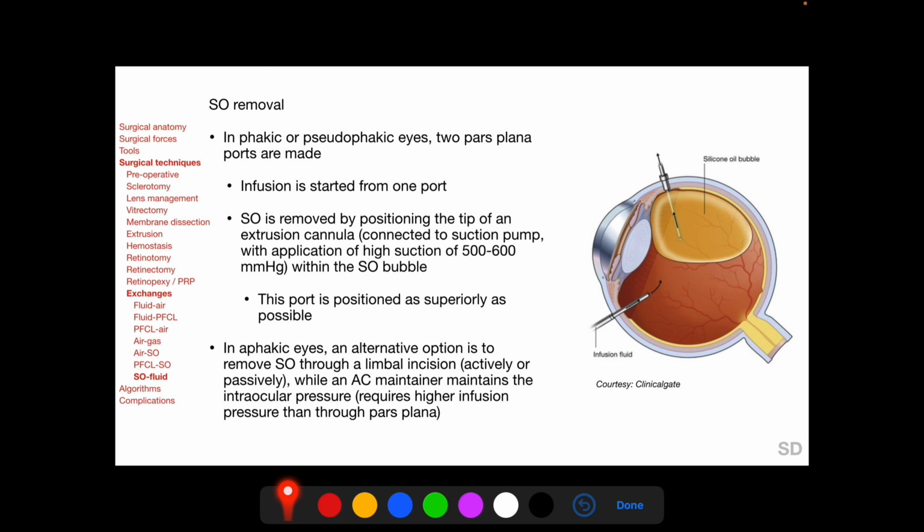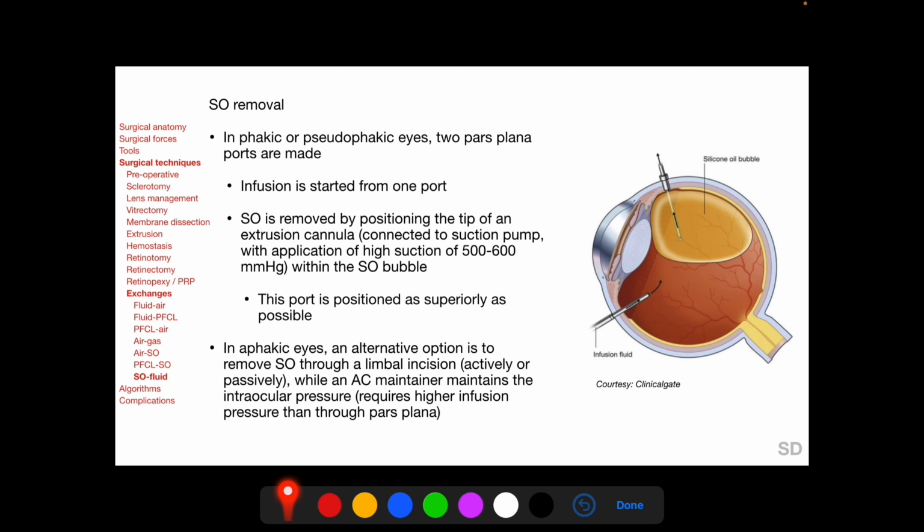In silicone oil removal, silicone oil in the vitreous cavity is replaced with infusion fluid. In phakic or pseudophakic eyes, 2 pars plana ports are made and infusion is started from one port. Through the other port, an extrusion cannula attached to a suction pump is introduced into the eye and its tip positioned within the silicone oil bubble and high suction of 500 to 600 mm of mercury applied. In an eye with lighter than water silicone oil which floats over infusion fluid, this port is positioned as superiorly as possible.